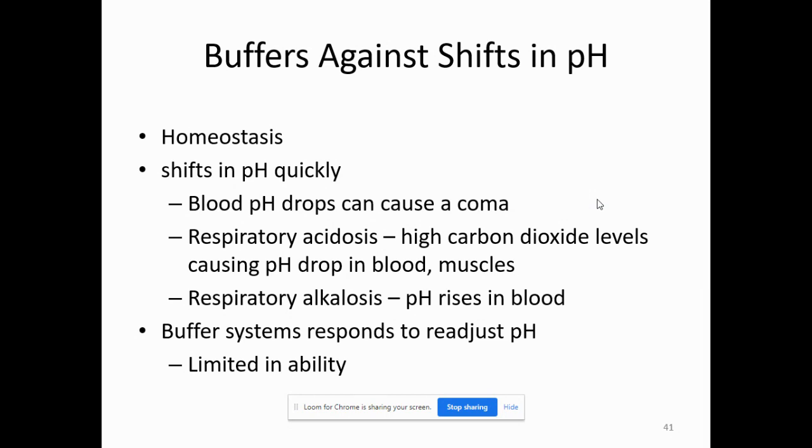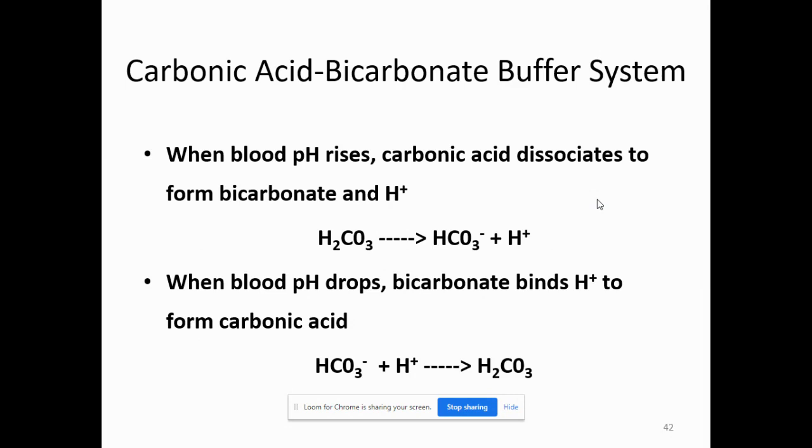Now it's limited, so if your body goes way out of whack, these buffer systems may not be able to adjust, and you may have to have medical intervention in order to get your body back into normal range. But here's the buffer system that your body employs in order to keep that normal pH range.